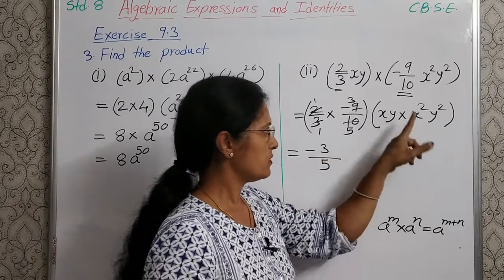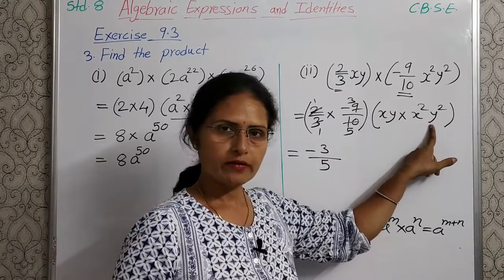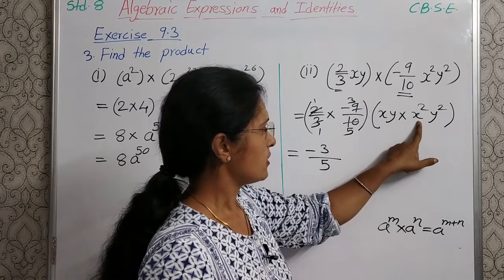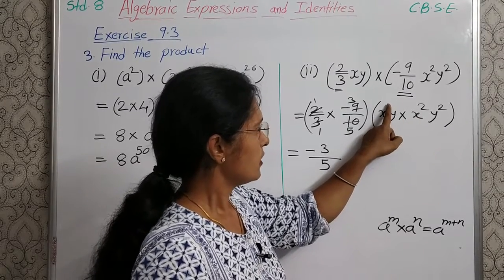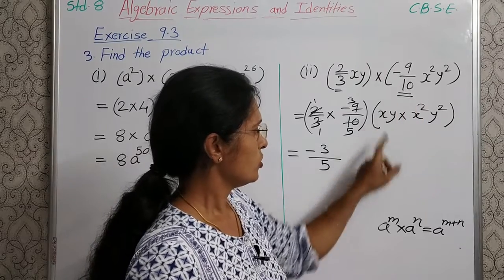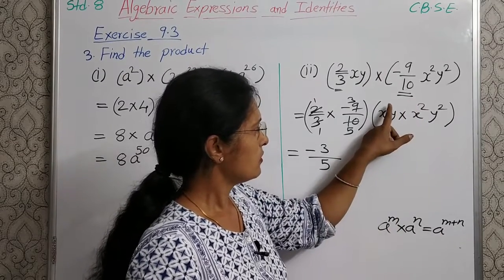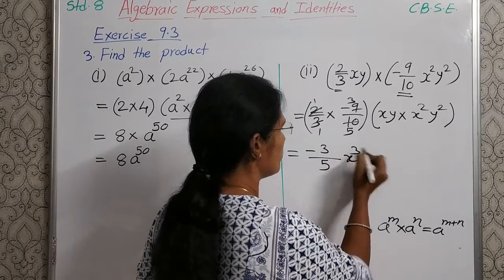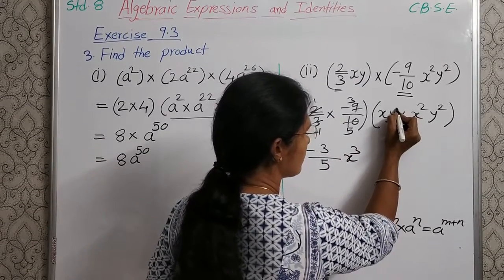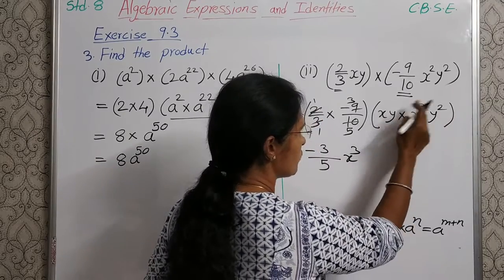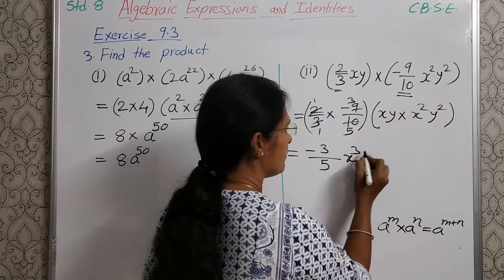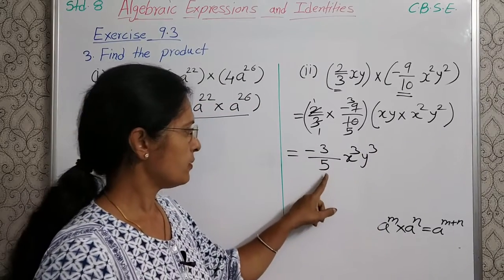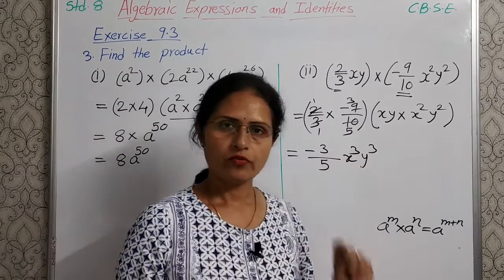Now solve this part, xy into x square y square. So first see this variable x and x here. Here x raised to 1, here 2. So using this law, add 1 and 2, it will be 3. So here it is x cube. Now y, here also y raised to 1, here y square. So 1 plus 2 is 3, it will be y cube. And this is the product, minus 3 by 5 x cube y cube.